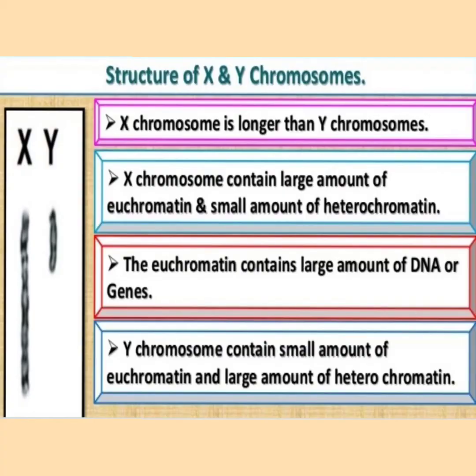Let us discuss the differences between the X and the Y chromosome. The X chromosome is longer than the Y chromosome. The X chromosome contains a large amount of euchromatin and a small amount of heterochromatin. The euchromatin contains a large amount of DNA or genes. The Y chromosome contains a small amount of euchromatin and a large amount of heterochromatin.